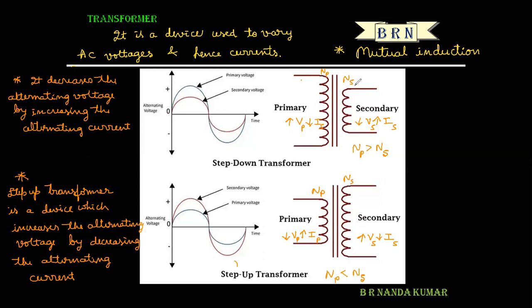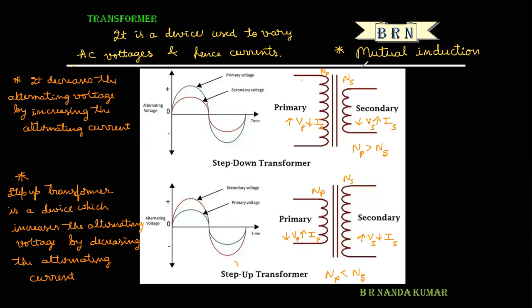The device which works on the principle of self-induction, that is choke. What is the meaning of self-induction? Whenever the magnetic flux linked with the coil changes, EMF is induced in the same coil, that is self-induction. Mutual induction means the phenomenon of EMF induced in the secondary coil, due to rate of change of current in the primary coil. So transformer is a device which works on the principle of mutual induction.